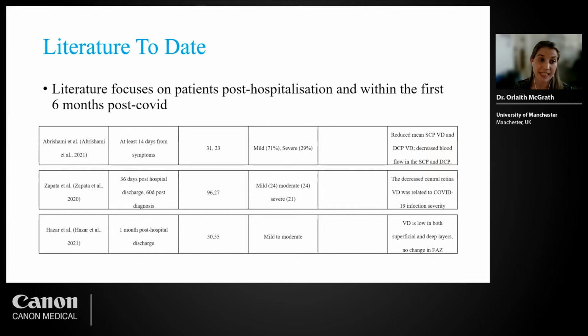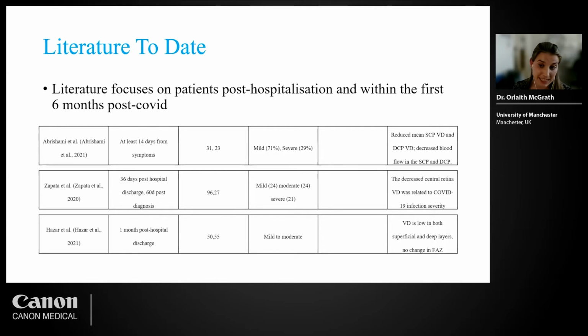The literature to date on this topic focuses on patients post-hospitalization and within the first 6 months post-COVID. Some examples here: a study by Ibrahimi et al., published in the Canadian Journal of Ophthalmology, who looked at patients 14 days from acute symptom onset. They found reduced mean superficial capillary plexus vessel density and DCP vessel density, and decreased blood flow in these plexus.